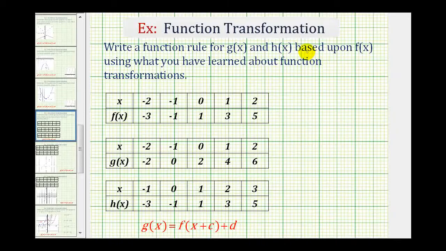In this problem, we're asked to write a function rule for g of x and h of x based upon f of x using what we've learned about function transformations. So here's a table for f of x, table for g of x, and table for h of x. Let's first compare the table of values for f of x and g of x.